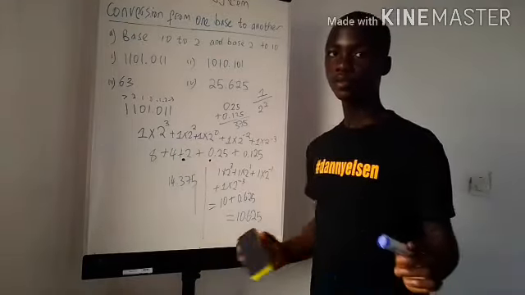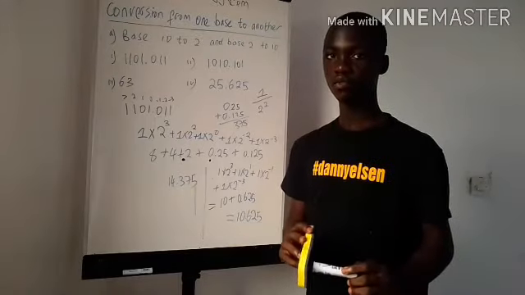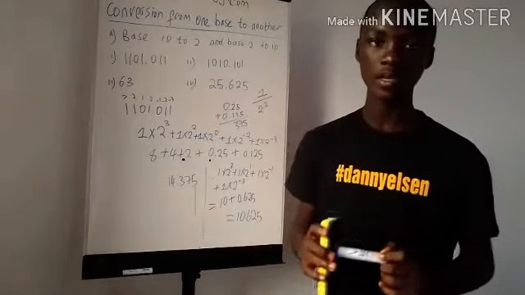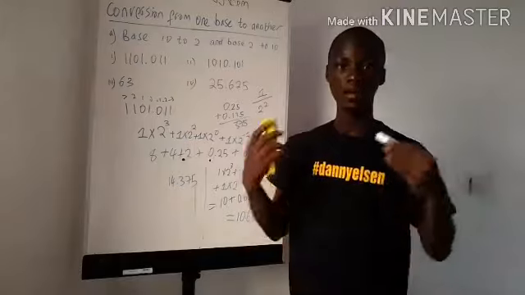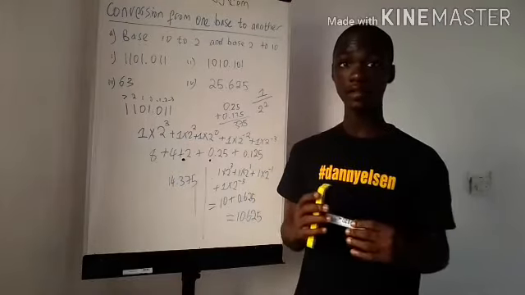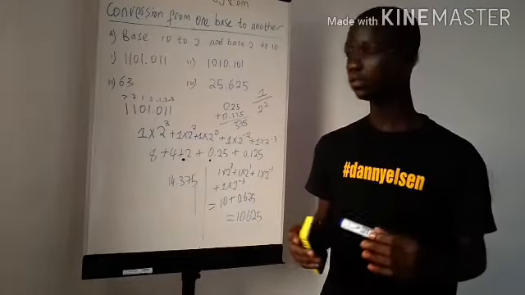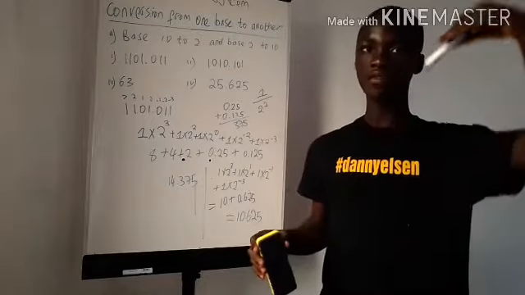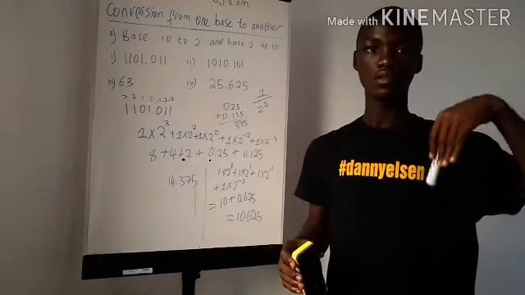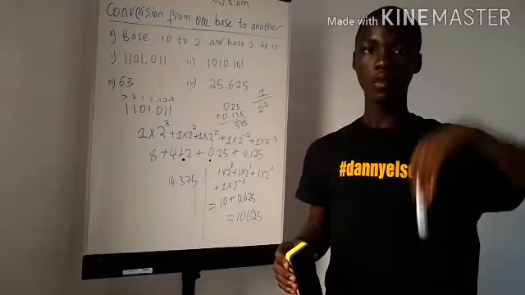Now, how do we convert from base 10 to base 2? Converting from base 10 to base 2 is just repetitive division, continuous division till you reach 1 with a remainder of 1.